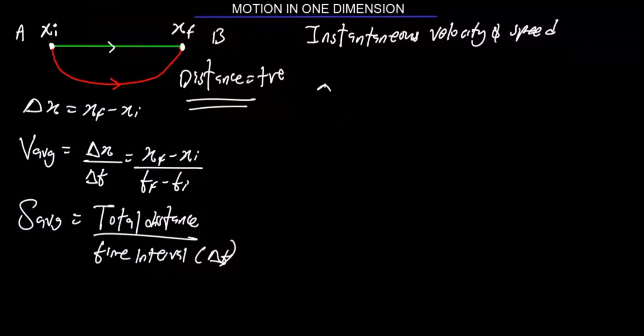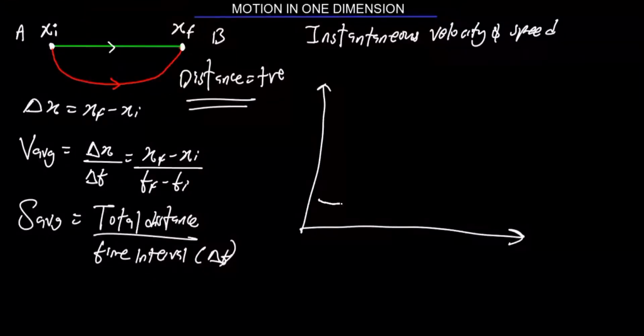Let me say I have a graph like this. Just focus on this. And I have an object whose graph is like this. Now observe. Let me say I want to find the average velocity. So I'll be taking, let me just say, 2 points. So I can take average velocity between these two separate points.